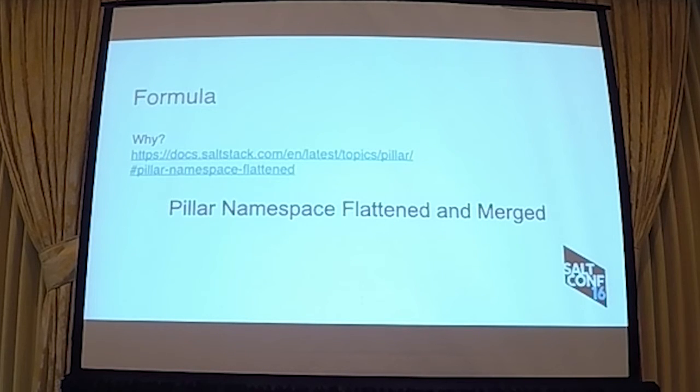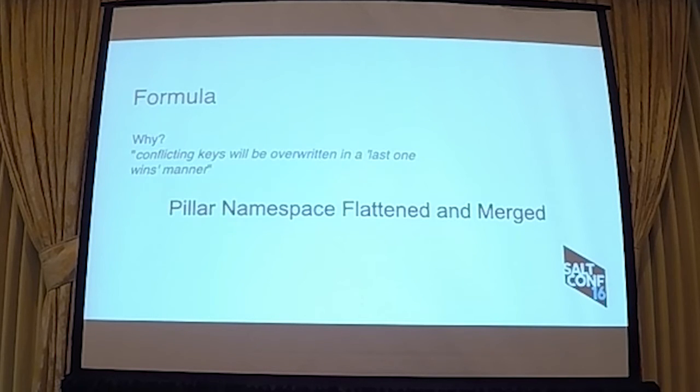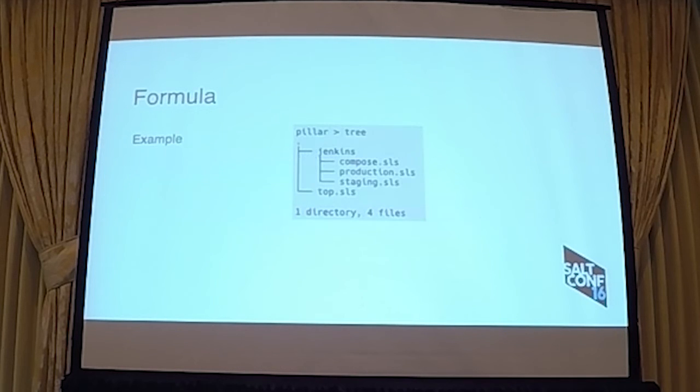Obviously, we use it. So what we're doing here is we're taking advantage of a feature of Pillar where you can merge and/or flatten conflicting keys. Okay? So in our case, we're doing that on purpose. That's from the Pillar documentation, that conflicting keys will be overwritten in a last-one-wins manner. Okay, and so we're taking advantage of that.